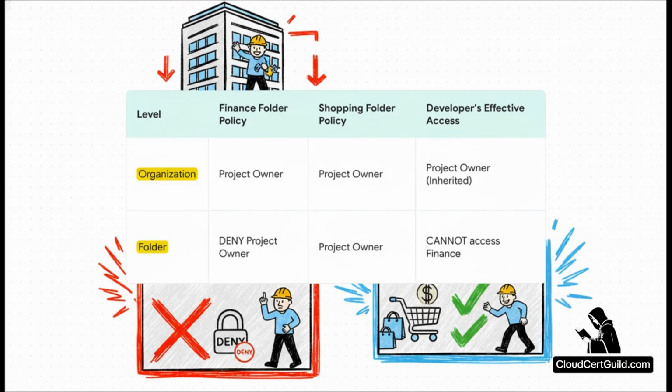But what happens when you need an exception to the rule? Let's say your developers have owner access for the whole building, so they can set up new offices. That's fine, but there's no way you want them wandering around the super sensitive finance floor. Well, this is where you can apply a specific deny rule right on the finance folder itself. And here's the crucial point. A more specific deny rule will always override a general allow rule from above. So they can still get into the shopping floor, no problem. But the finance floor is now completely locked down for them.